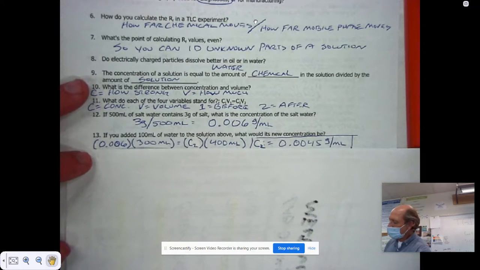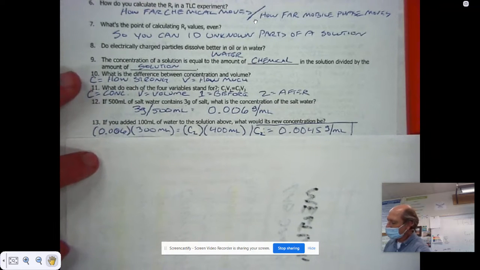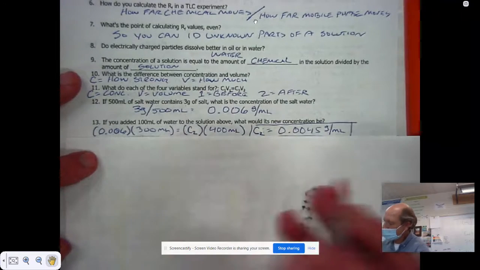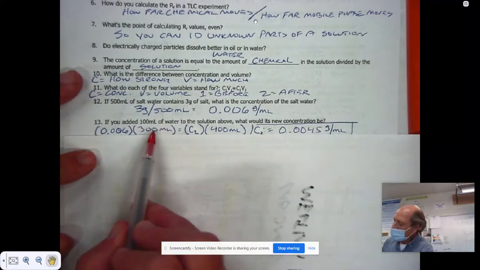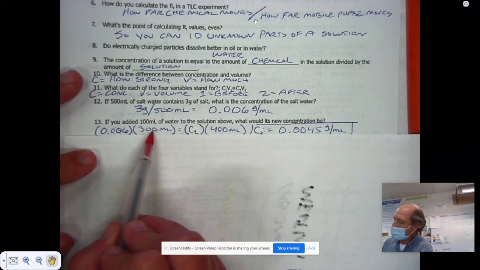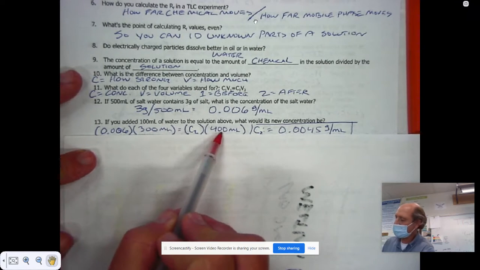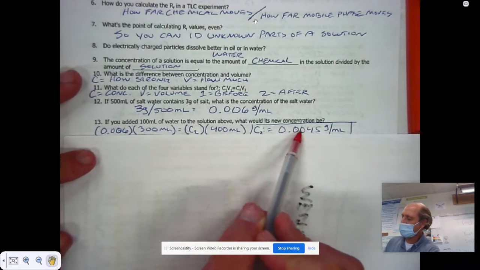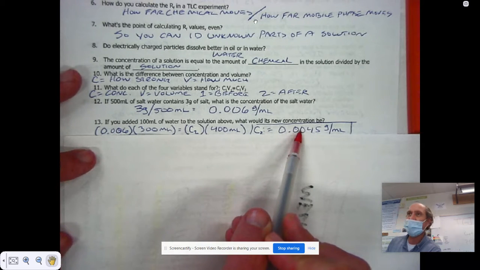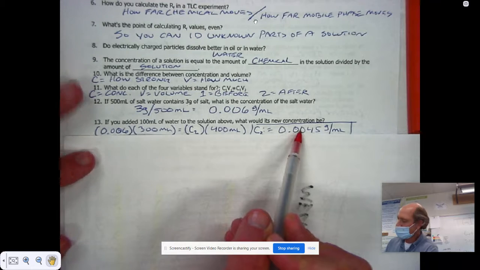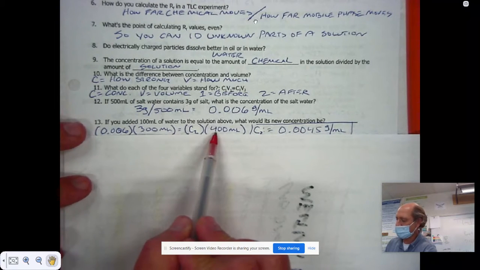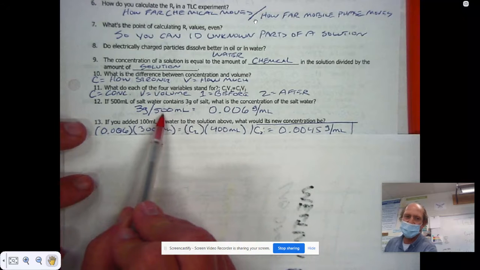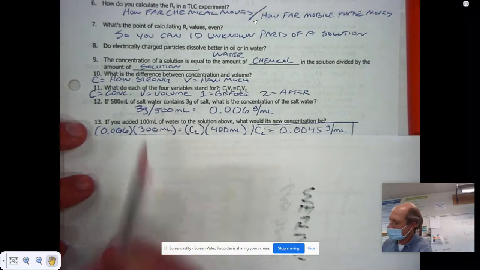And then I actually messed up on this one. You guys, this number right here is supposed to be 500 milliliters. And this number right here is supposed to be 600 milliliters. So I think the answer comes out to be 0.005. Is that right? Yeah. Okay. So once again, this is supposed to be 500 and this is supposed to be 600. And you could have just changed this to a 600 too and come up with the same answer.